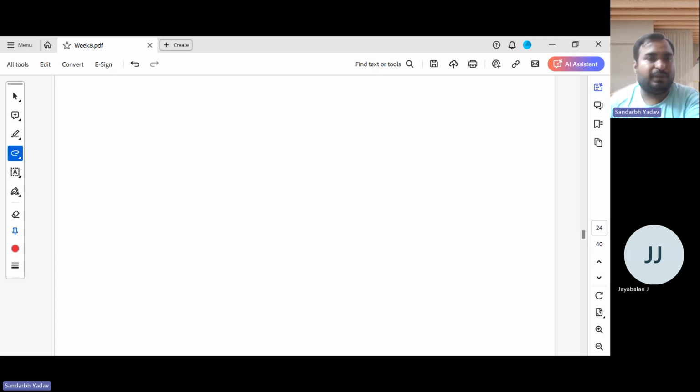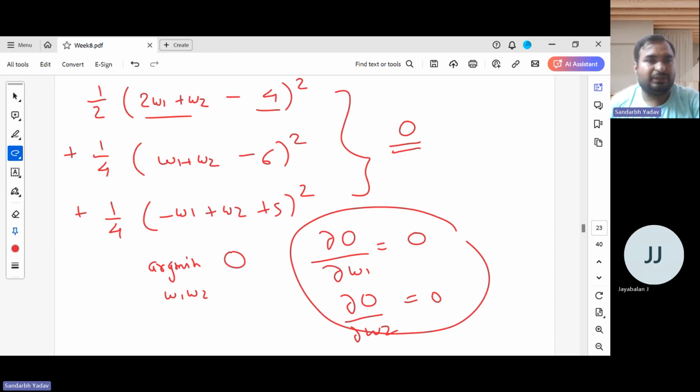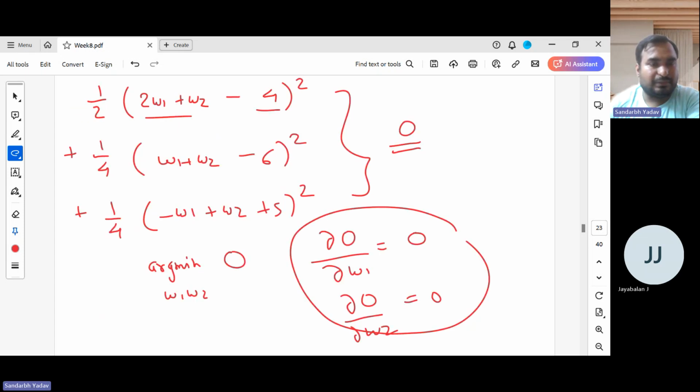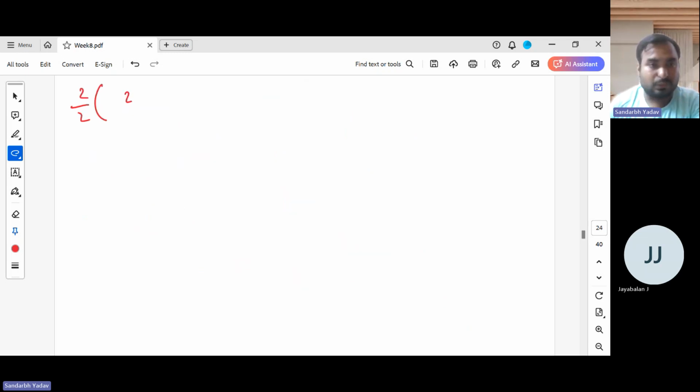So this is our objective function, right? First, we need to take the derivative with respect to W1. You know this derivative, so this 2 will come here, so it becomes 2 upon 2. Then we have this term, which will remain once, and then we apply the chain rule, so one more 2 will come. So essentially it becomes (2W1 plus W2 minus 4) into 2.